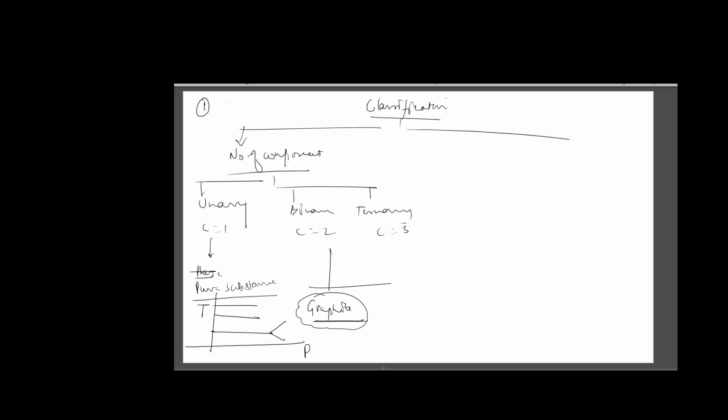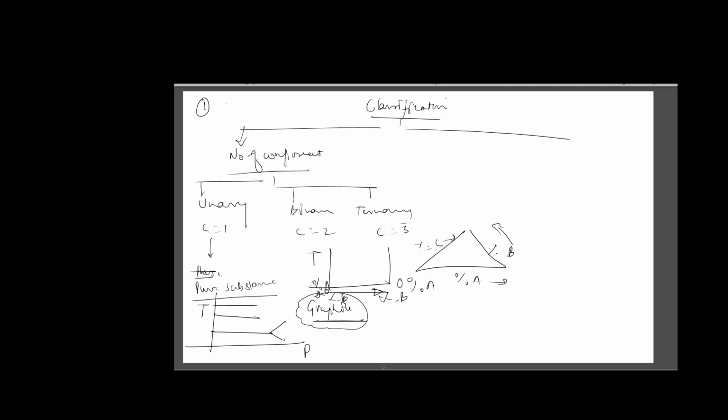A binary phase diagram is like T on one axis, and here is percentage of A, percentage of B. This is 0% B, this is 0% A, and in this direction the composition of B increases. A ternary phase diagram is like this. Here the percentage of A increases, here the percentage of B increases, and here the percentage of C increases.